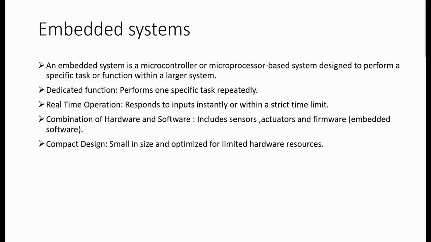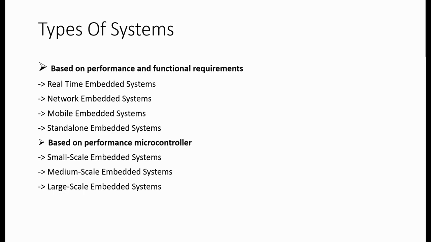What is an embedded system? An embedded system is a microcontroller or microprocessor based system designed to perform a specific task or function within a larger system. It performs only one specific task repeatedly. It also responds to inputs instantly or within a strict time limit. It is a combination of software and hardware. It is also small in size and optimized for limited hardware resources.